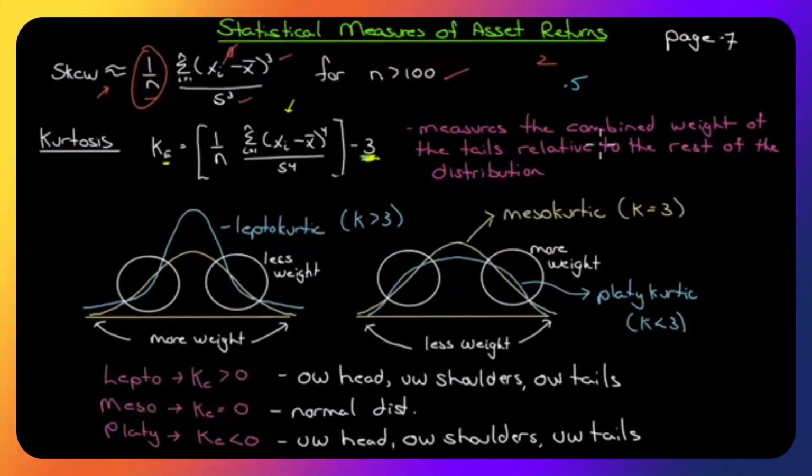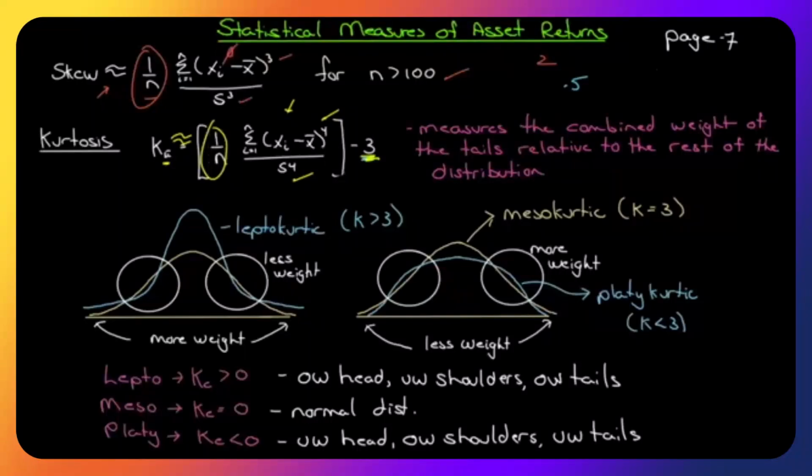It measures the combined weight of the tails relative to the rest of the distribution. And notice we're using a power of 4. So it is the deviations raised to the power of 4, the sum of those divided by the standard deviation to the power of 4, multiplied by 1 over n. This is also an approximation.